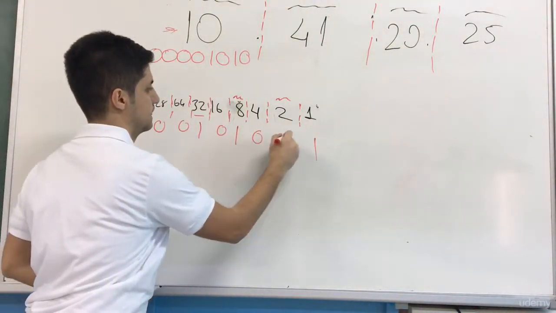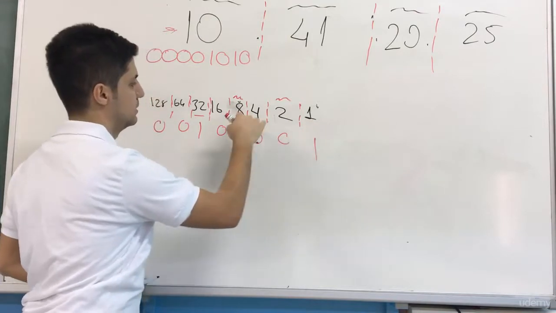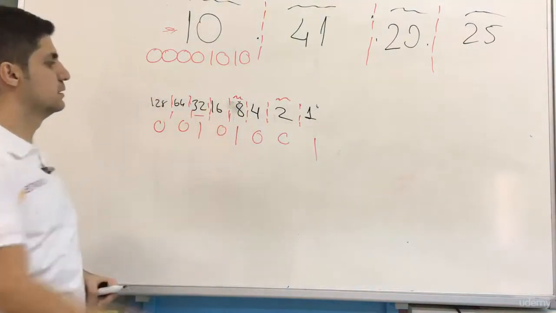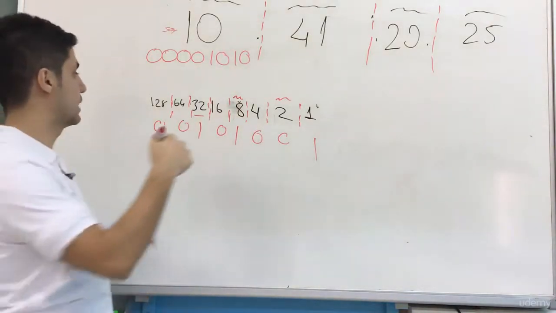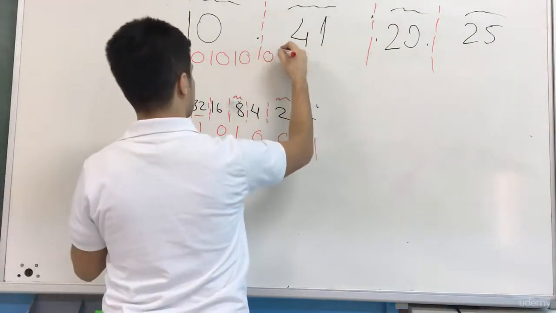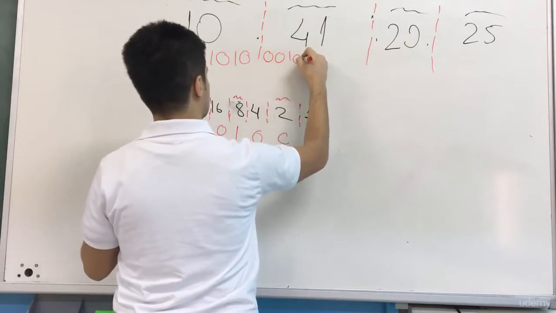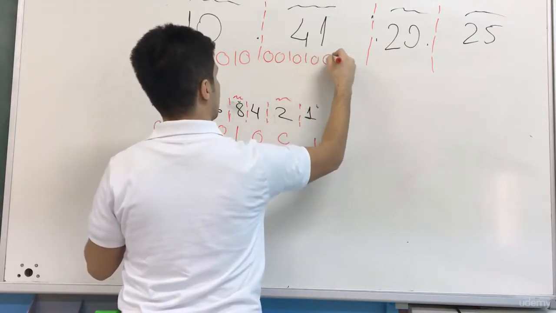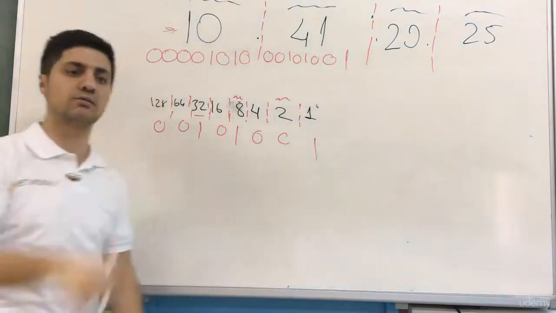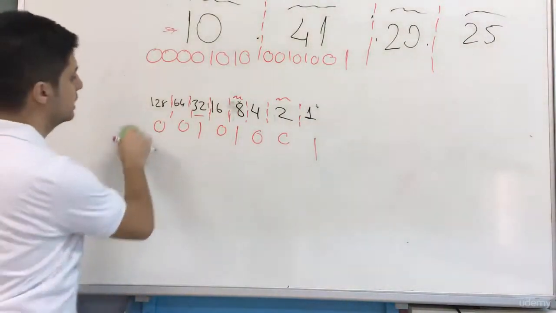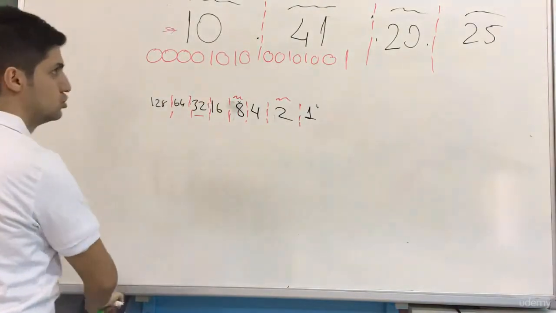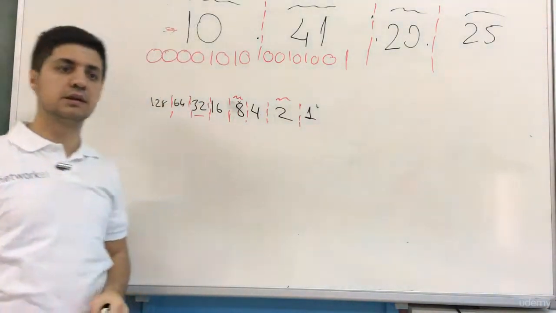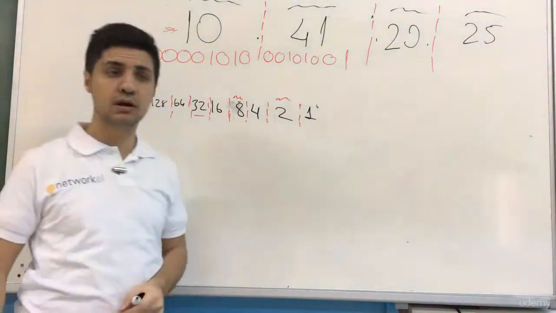1 plus 8 plus 32 is 41. Let's write it again. All right, I'm writing it 0, 0, 1, 0, 1, 0, 0, 1. That's 41. Great. I'm cleaning, and I need 20 now. Let's take a look at the 20 now.